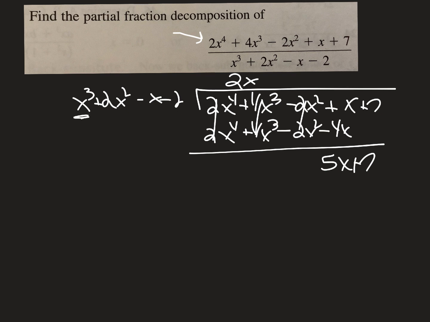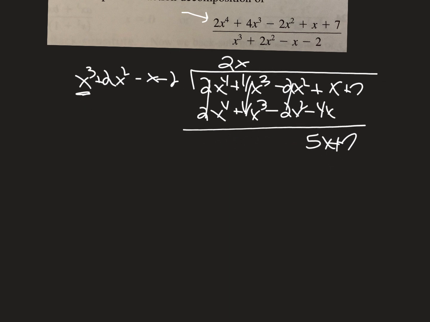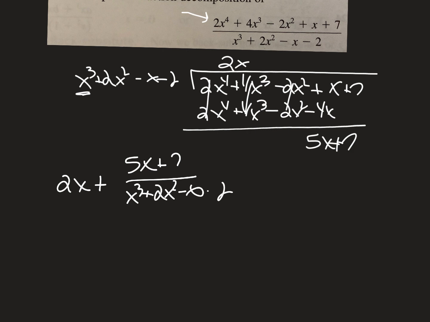So what I'm left with here is I'm going to do the partial fraction decomposition of my remainder over my divisor. So here's what I have. Probably easier to show you than me just sitting here talking about it. What I have now is this: I have 2x plus 5x plus 7 over the x cubed plus 2x squared minus x minus 2.